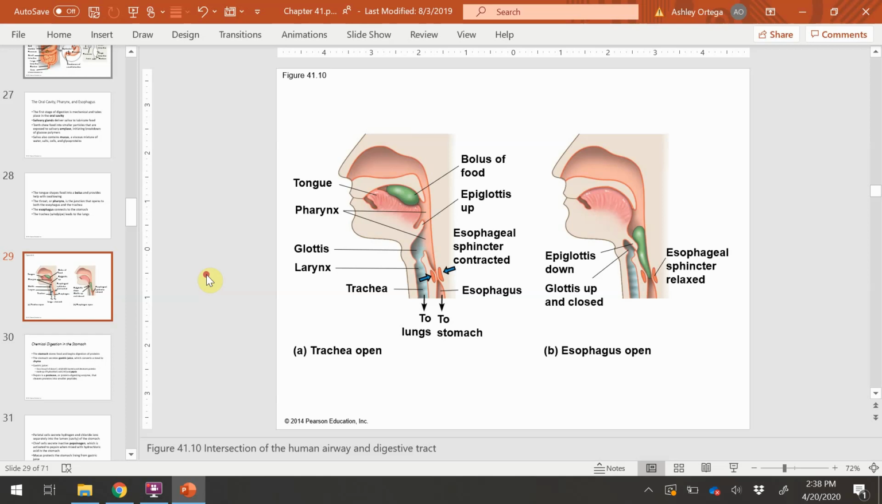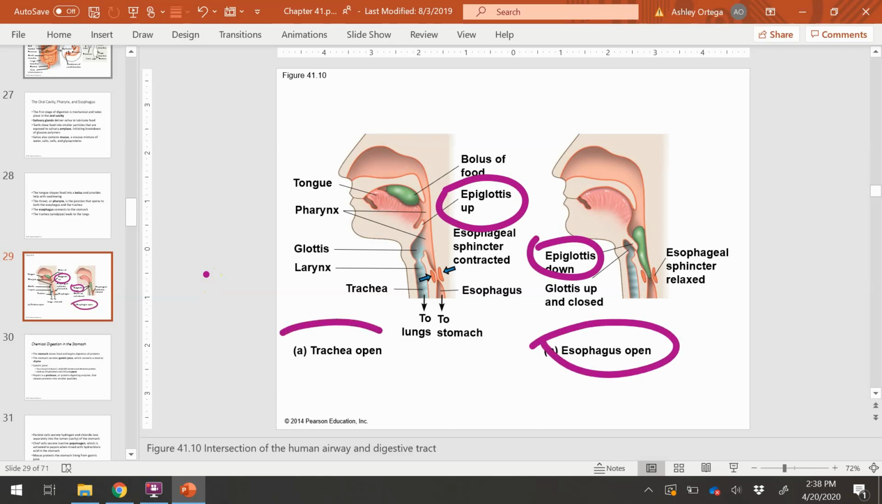And so you do want to know this portion of the epiglottis when it's up versus when it's down, where the esophagus is open, where the trachea is open. You want to know those different components here.